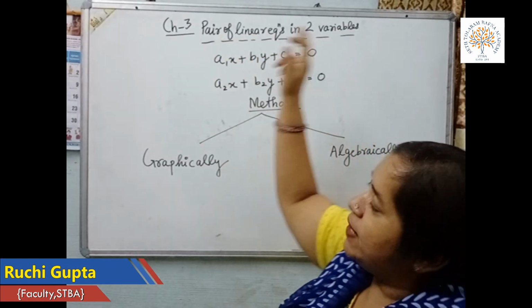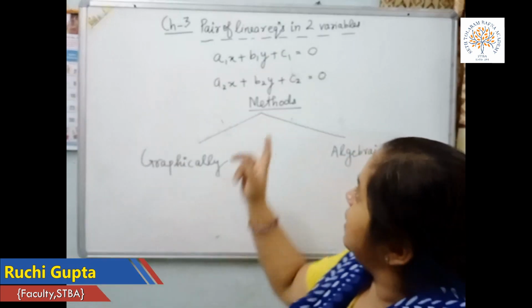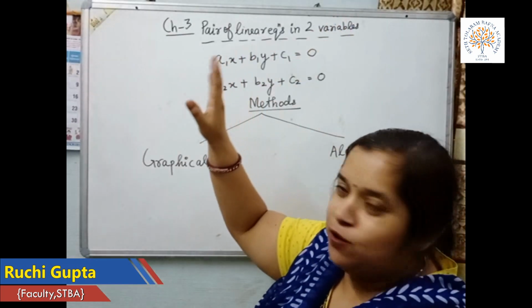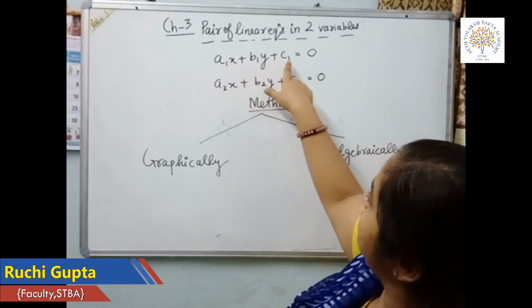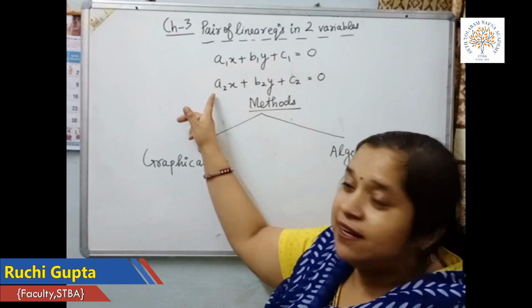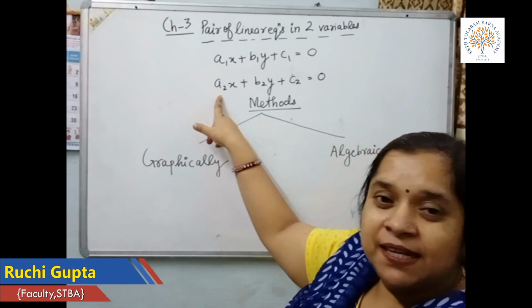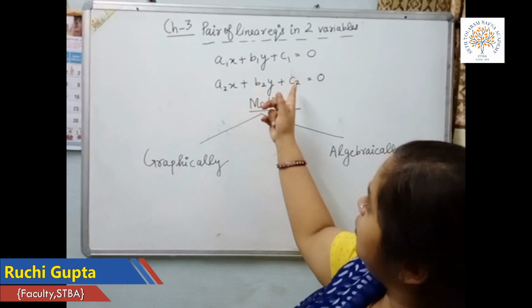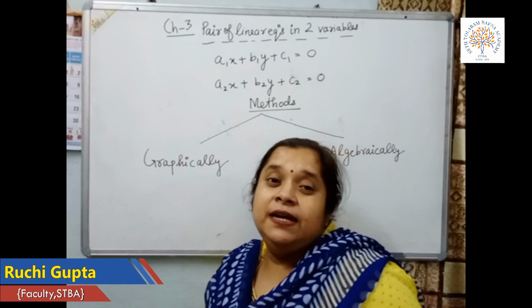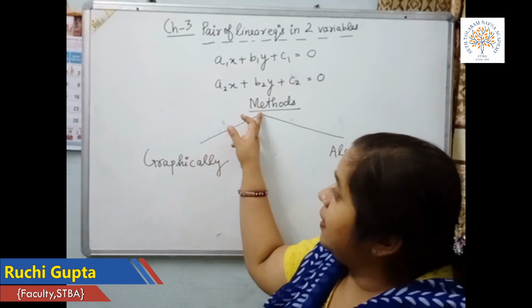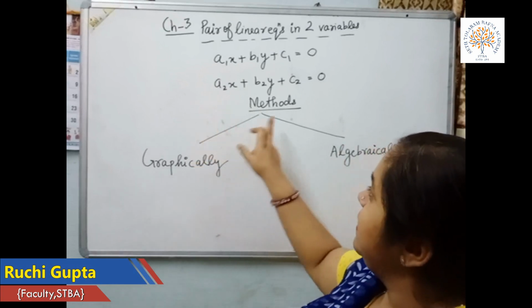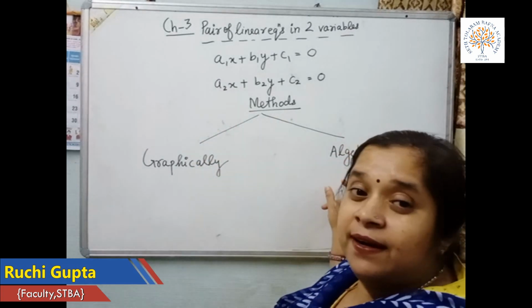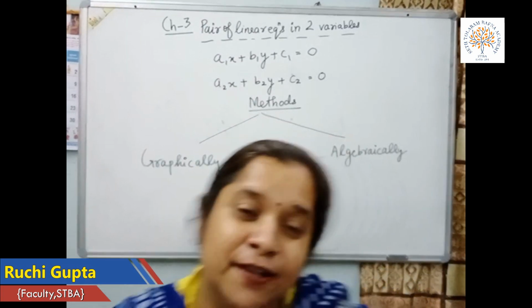Remember, in my first lecture, I started chapter 3, Pair of Linear Equations in Two Variables. It means we have two unknown variables. The equations are a1x plus b1y plus c1 is 0 and a2x plus b2y plus c2 is 0. I have told you that there are two methods to find the unknown variables x and y: the graphical method and the algebraic method.